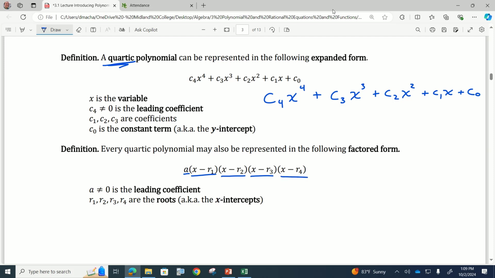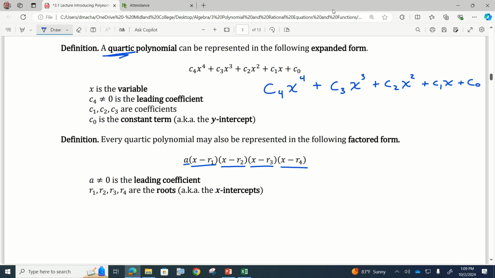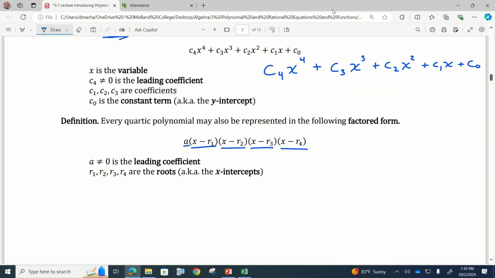And maybe those roots are four distinct numbers. Maybe there's just two numbers that are both duplicated, or there's a whole bunch of different combinations you get with repeated roots for a quartic.